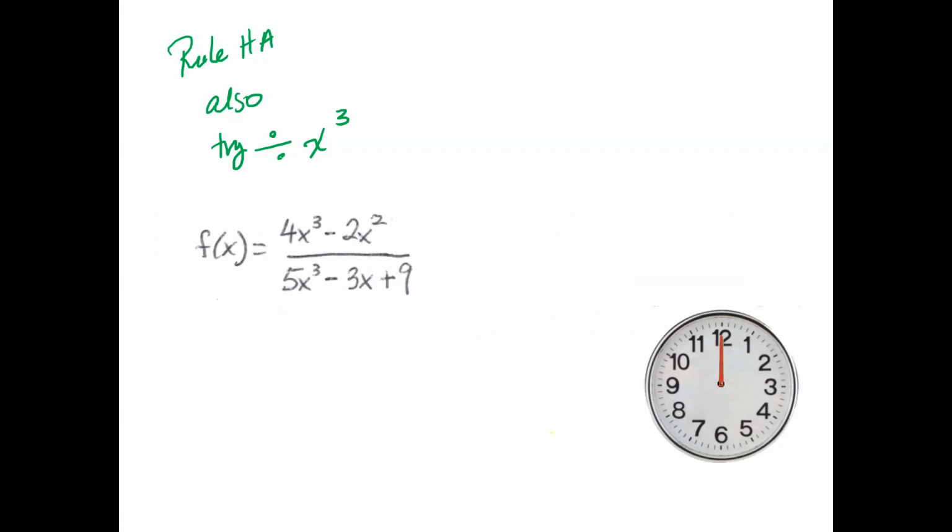Okay, let's take a look at this one here. Now my pen is not working, but that's okay. I'm going to still continue on doing this. 4x to the third divided by 5x to the third. They both have x to the third power, so that cancels. They're the same. So you just use the leading coefficient, which is 4 over 5. That is your horizontal asymptote.